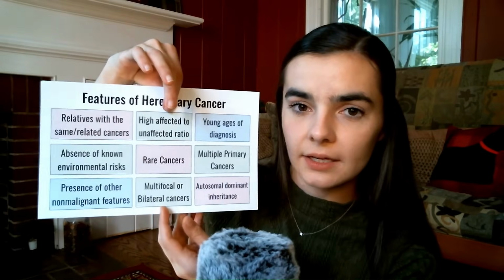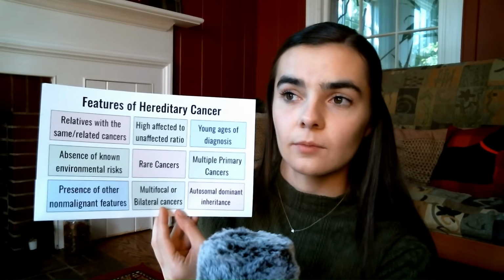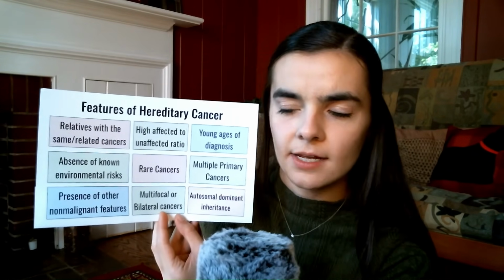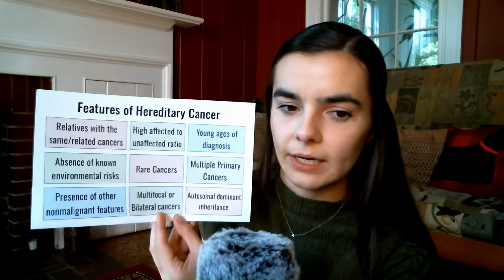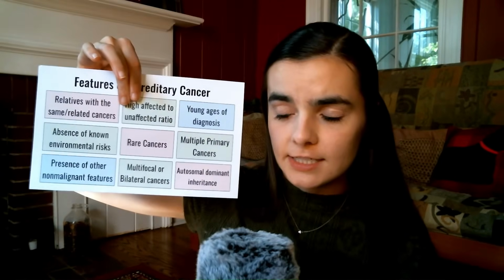Multifocal or bilateral cancers. This means two separate tumors in your breasts, or cancer in both of your kidneys. That may be more indicative that it's hereditary. And then lastly is autosomal dominant inheritance. The vast majority of hereditary cancer syndromes follow an autosomal dominant inheritance pattern, which means that you only have to inherit one mutation, one non-working copy of one of those tumor suppressor genes, to have that predisposition to cancer.